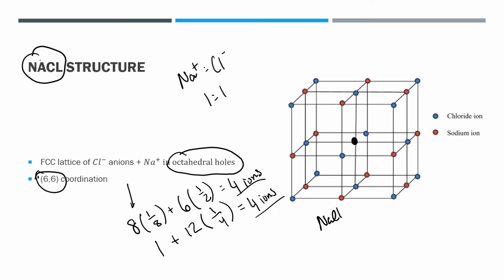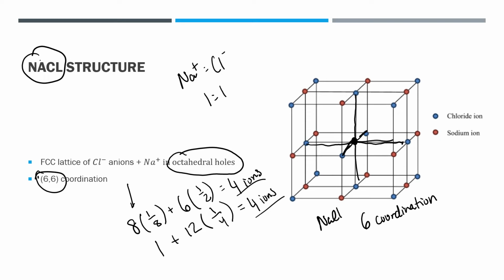If I look at the nearest neighbors, I see that I have a chloride to the top, a chloride to the right, a chloride to the bottom, a chloride to the left, and chlorides in and out of the page. So you can see that I have 6 nearest neighbors, 6 chlorides that are closest to the sodium ion. That's where I get my 6 coordination, and you can see that it also looks octahedral.